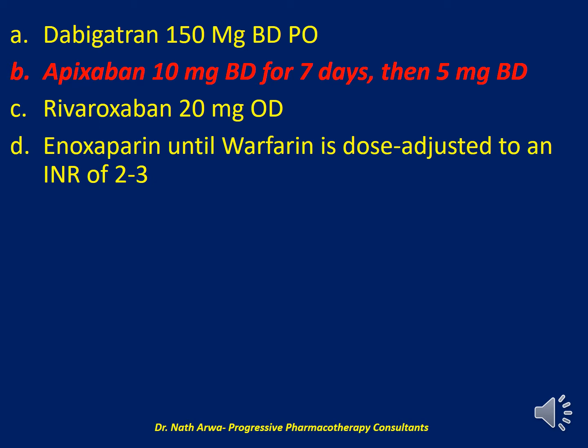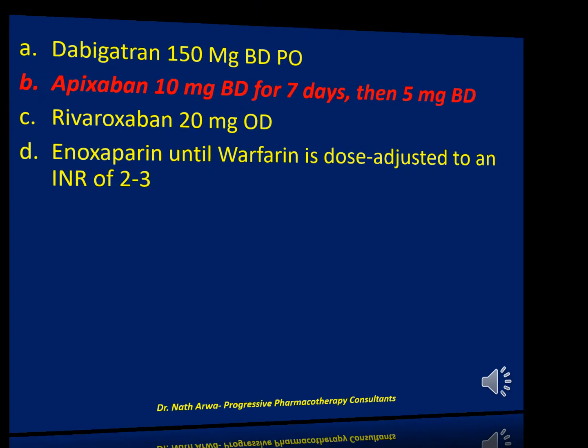Now, in these situations, enoxaparin therapy should be initiated with warfarin and overlapped until a therapeutic INR of 2 to 3 is achieved. Then the enoxaparin can be discontinued, and the warfarin should be continued for an appropriate duration according to the physician managing the patient. Let's move to the next slide, please.